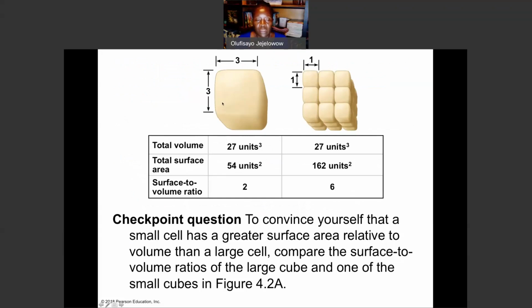Compare this cube that is not subdivided to this one. The total volume is the same for both, but the total surface area is 54 units squared here, and 162 units squared here. So the surface to volume ratio here is 2, and here it is 6. There's a lot more surface for interaction, for absorption and excretion in cells when they are much smaller. And so it's more effective in terms of nutrient distribution, chemical distribution, toxin and waste removal, and compartmentalization.